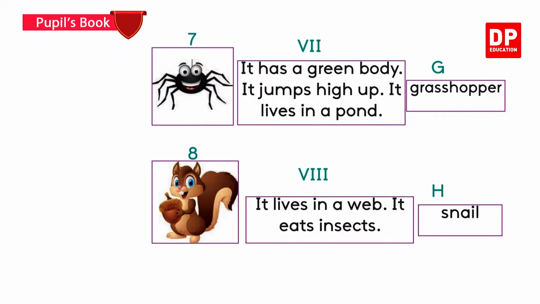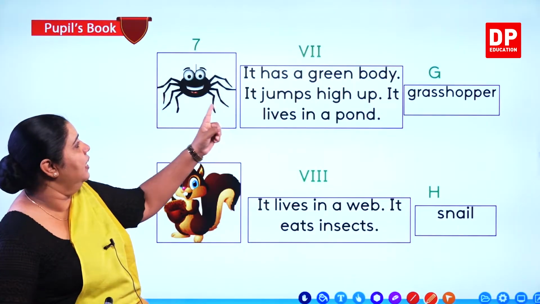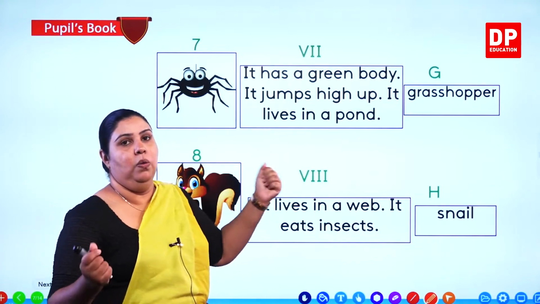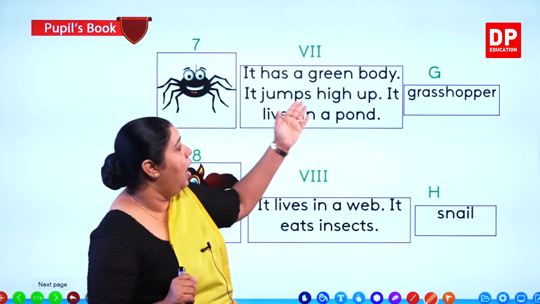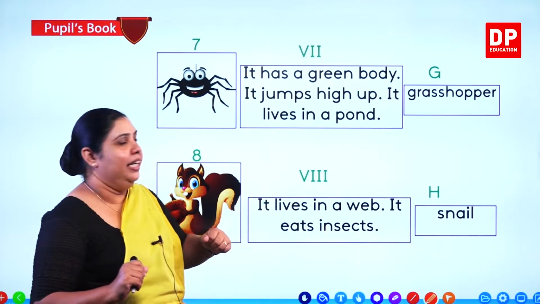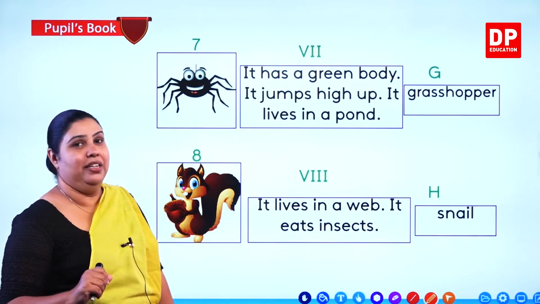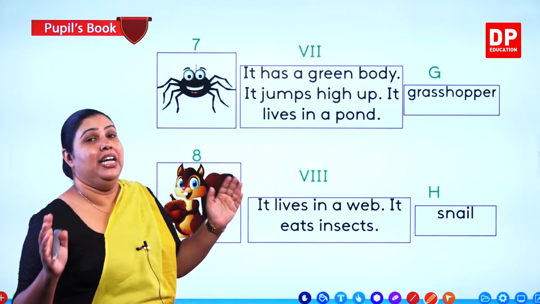Now here we have the spider. The spider is over here. It has a green body. Oh, it has a green body. It jumps high up. It lives in a pond.